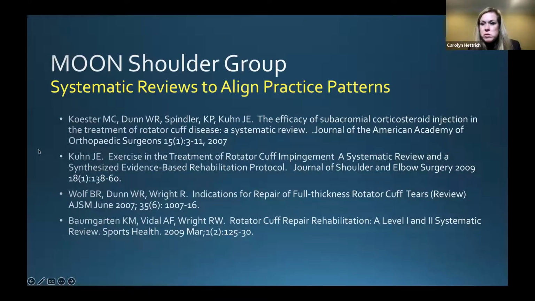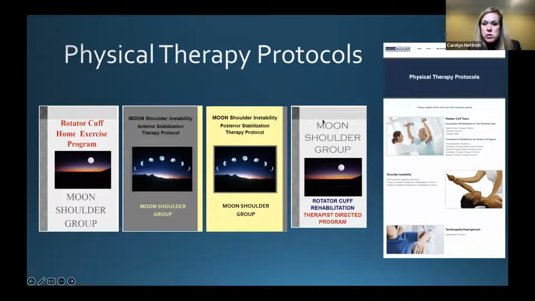And you might have to do some systematic reviews. These are our physical therapy protocols between instability and rotator cuff. And we used to have them all printed out in booklets, and that was actually pretty expensive. But now, everyone's online. So we have them on the internet on our website. It drives a lot of traffic to our website. And also, is easy to access.